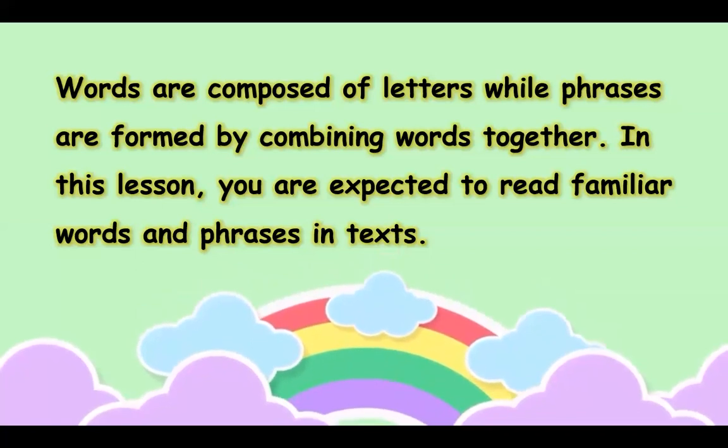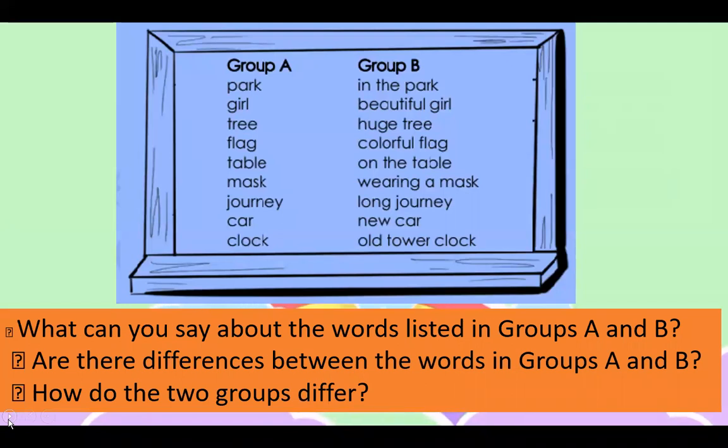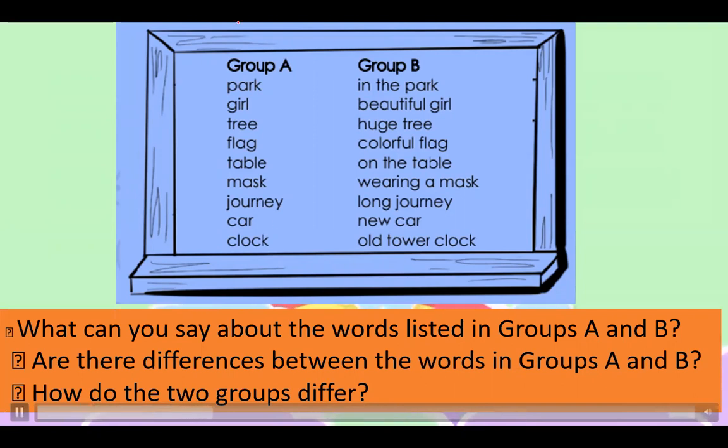Okay, now let us move on. Let us continue learning this. Here we have a group of words. We have group A and group B. Now, in group A, you will see a list of words. We have park, girl, tree, flag, table, mask, journey, car, and clock.